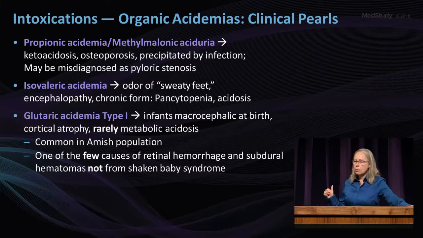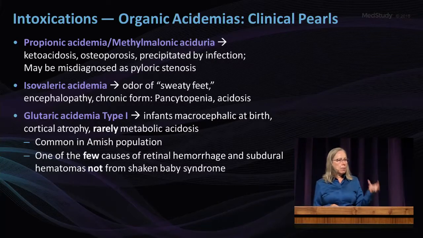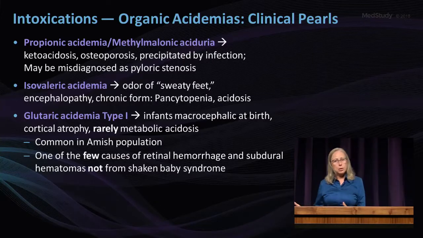GA1, these kids are macrocephalic at birth. They have cortical atrophy and rarely present with a metabolic acidosis. This is more common in our Amish populations, and it's one of the few causes of retinal hemorrhages and subdural hematomas that are not from shaken baby. So again, in the NAT workup, getting a metabolic evaluation is important to make sure you haven't missed something that's actually treatable.